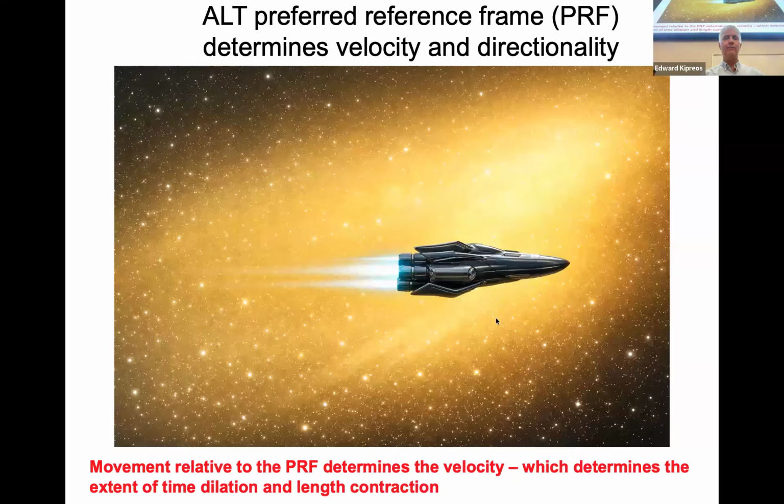So it turns out that what determines the speed with ALT is going to be velocity relative to a preferred reference frame, or PRF. So you can imagine this whole orange glow is the preferred reference frame. And so this spaceship is going relative to that, and it's going to be contracted in the direction of motion, and its time is going to slow down based on its speed relative to the preferred reference frame.